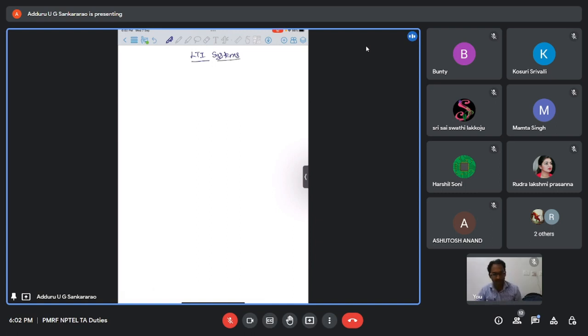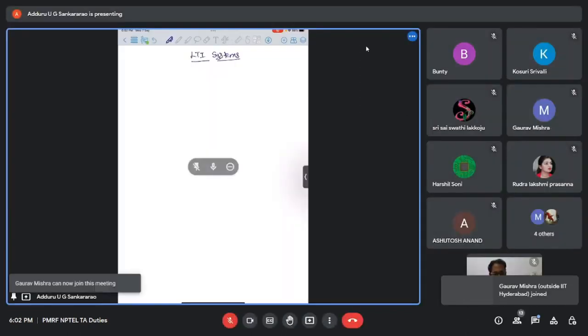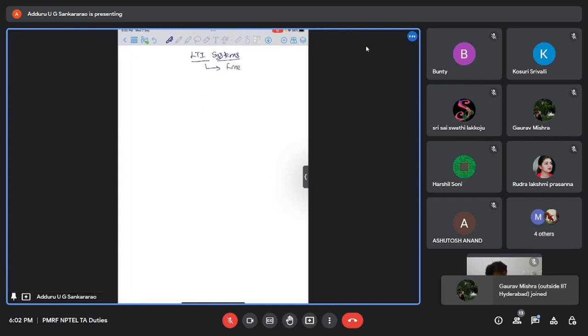A system is said to be LTI, meaning linear time invariant, if it satisfies both linearity and time invariant properties. If it is linear and time invariant, then the system is called an LTI system. So now what is linearity? We'll see now.